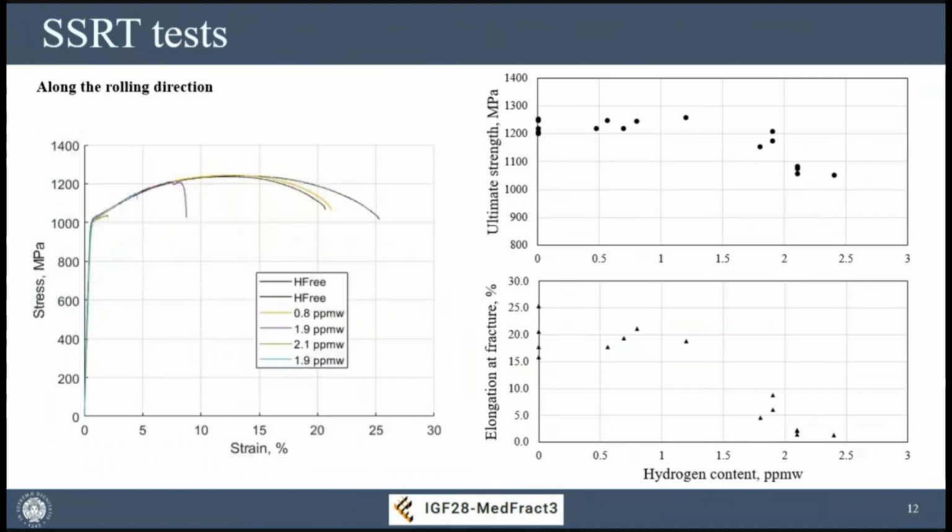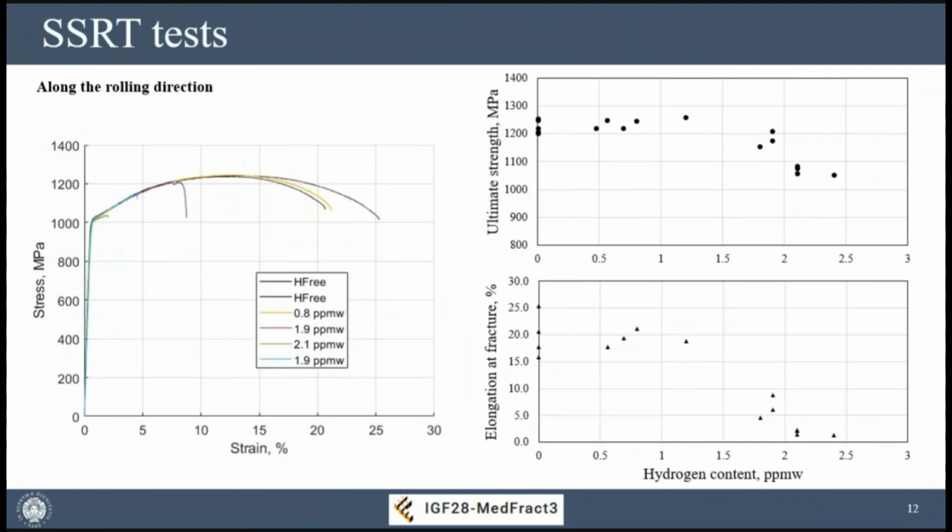Now, if we look at the effect of hydrogen on our mechanical properties, here we have different tensile curves obtained through slow strain rate tensile tests at different hydrogen content, measured on each sample at the end of the test. So we have two curves for the hydrogen-free material, to have an idea of the dispersion of the data, and the other curves are from 0.8 parts per million in weight of hydrogen up to 2.1.